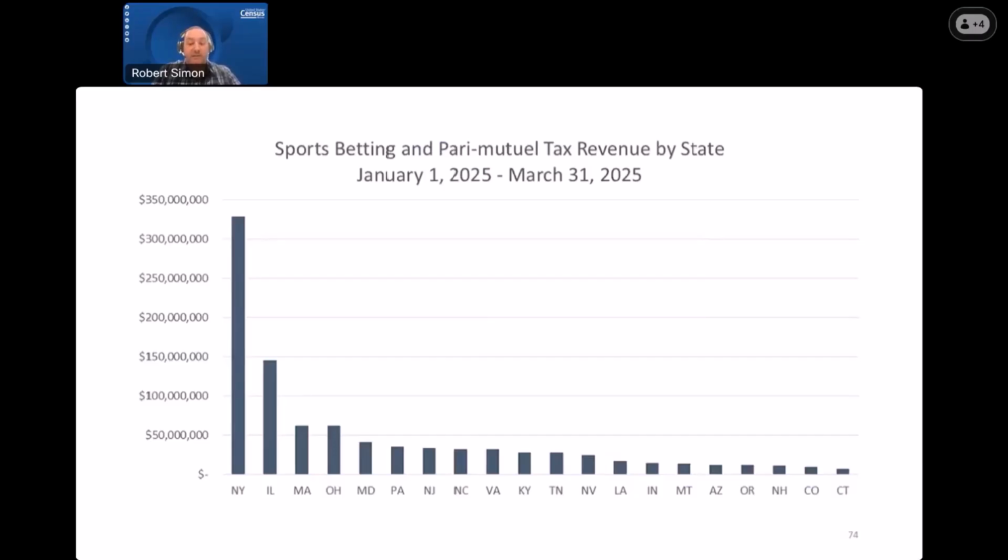Other large states like Texas and California don't have sports betting. They do have pari-mutuels, but it is not a big revenue generator. Florida has sports betting, but it is solely operated by the Seminole tribe. They have a revenue sharing program with the state, and because of that description, it is captured in our annual survey of state government finances as a revenue rather than as a sports betting tax. You can see other states which collect a lot from sports betting are Illinois, Massachusetts, Ohio, Maryland, Pennsylvania, New Jersey, North Carolina, and Virginia.